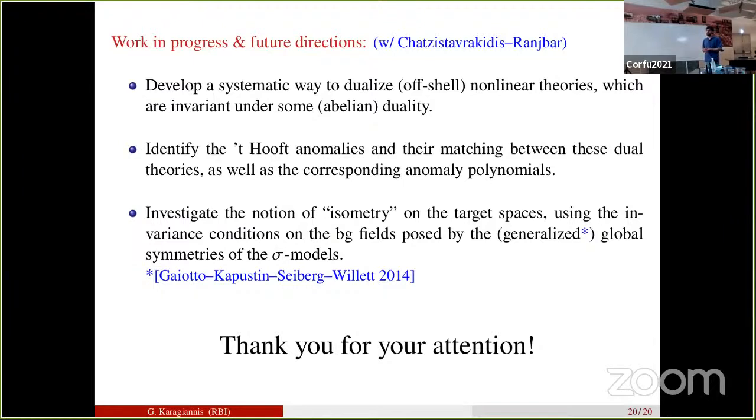we wish to investigate the notion of an isometry on these graded target spaces using the invariance conditions posed on the background field by the generalized global symmetries of the sigma models. And with that, I would like to conclude. Thanks for your attention.